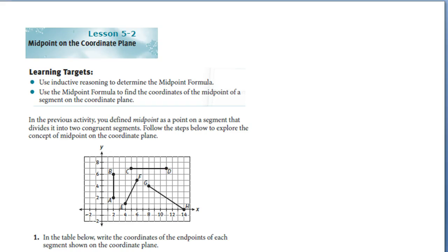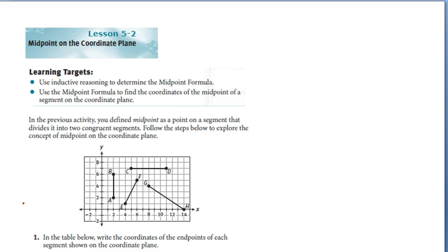This video is for lesson 5-2, midpoint on the coordinate plane. Learning goals are to use inductive reasoning to determine the midpoint formula. Again, inductive reasoning is using examples to come up with patterns. And then we're also going to use that midpoint formula to find the coordinates of a midpoint on the coordinate plane.